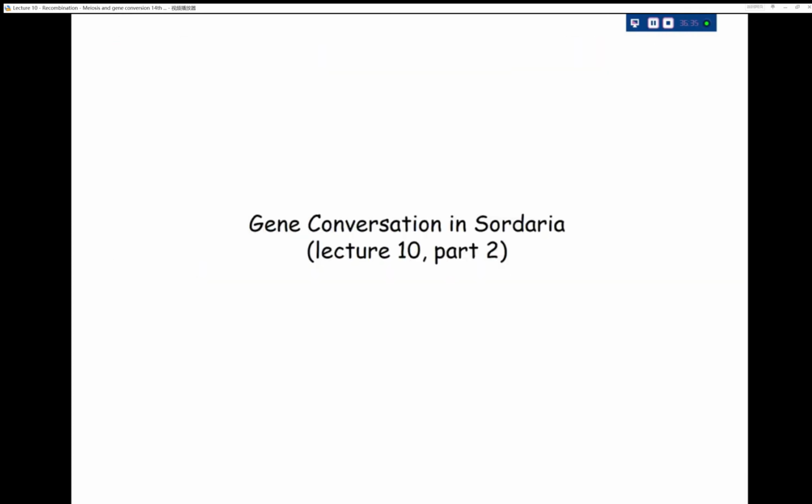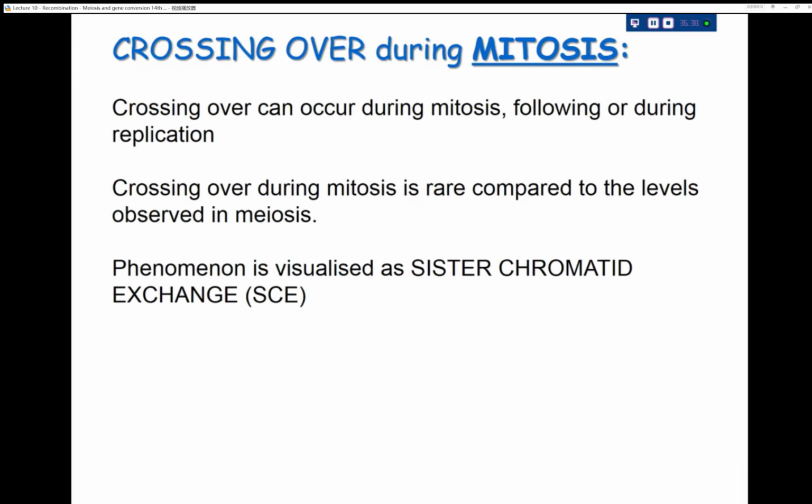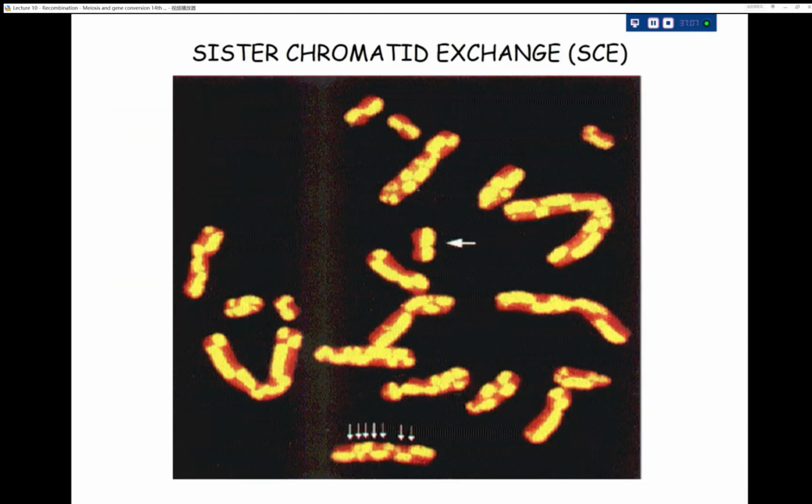Now, more rarely, you can get crossing over during mitosis. Okay. Now, this occurs much less frequently, hundreds of fold times less than in meiosis, but it does take place. And this phenomenon, when you get crossing over during mitosis, and I emphasize that, results in a phenomenon called sister chromatid exchange. Now, I briefly mentioned sister chromatid exchange when I was talking about homologous recombination repair. Okay. So sister chromatid exchange, you can visualize that by using different labeling.